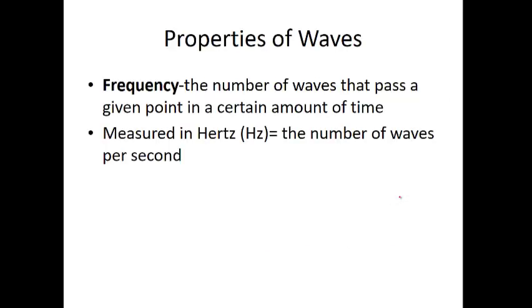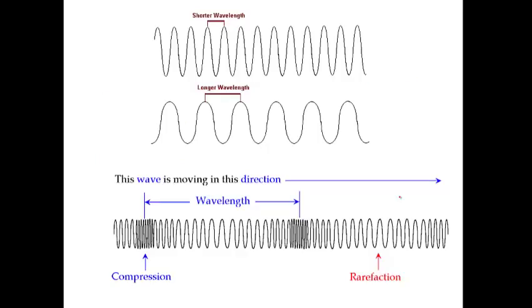Another property that we need to talk about is the frequency. So this is the number of waves that pass a given point in a certain amount of time. Usually this is measured in hertz. Hertz just simply means the number of waves per second. So let's take a look at the frequency here. Up here we have a transverse wave, and I've actually put two different transverse waves so that we could talk about the relationship between frequency and wavelength.